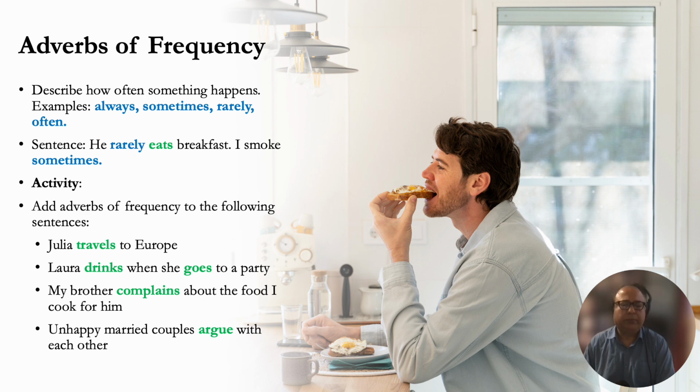So the activity for you to do is adding adverbs of frequency to the following sentences. So, Julia travels to Europe, but something is missing, right? Like how often? How often does she travel? Laura drinks. My brother complains about the food. Unhappy married couples argue. Well, how often do they argue? Because they're not happily married couples. So use an adverb of frequency in each of these sentences and make the meaning very clear to the reader: how often something happens, how often these verbs happen.